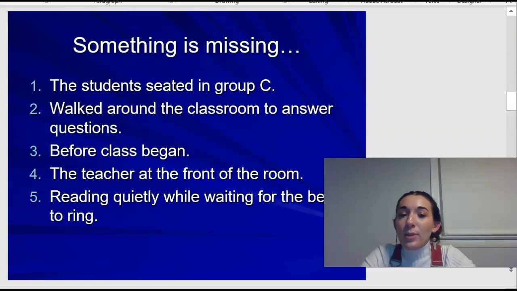So I'm going to have you guys practice this. Something is missing. I'd like you to tell me whether it's the subject, the verb, or both. So first one, the students seated in group C. Number 2, walked around the classroom to answer questions. Number 3, before class began. Number 4, the teacher at the front of the room. Number 5, reading quietly while waiting for the bell to ring.